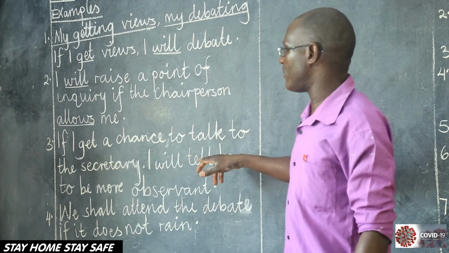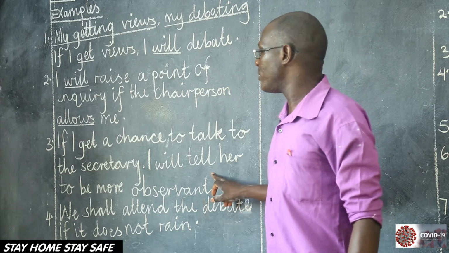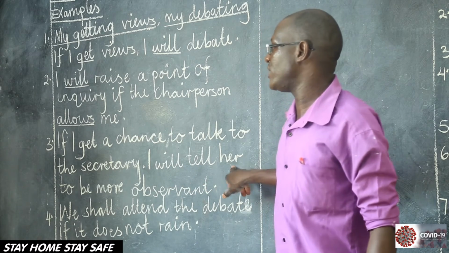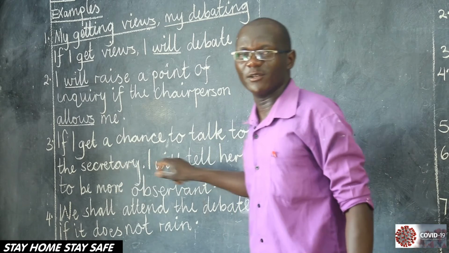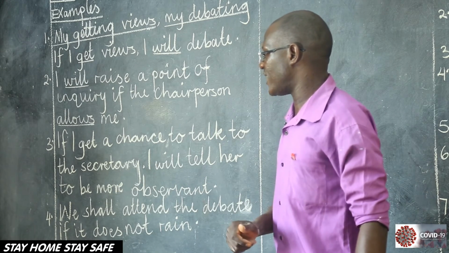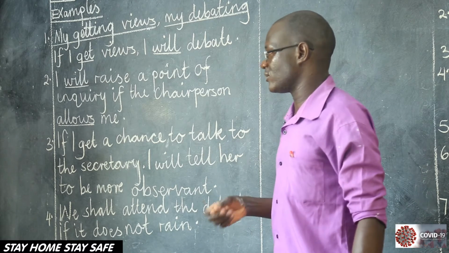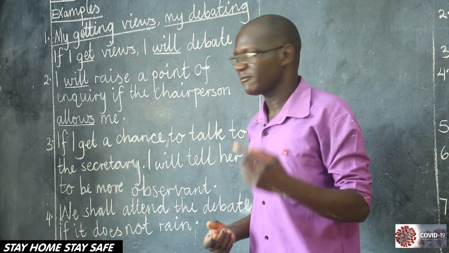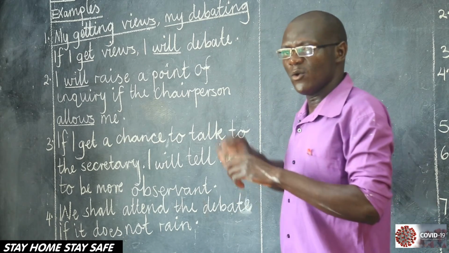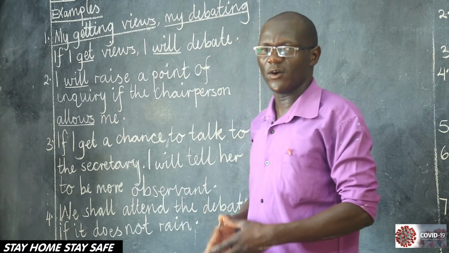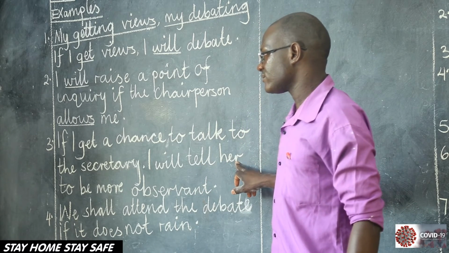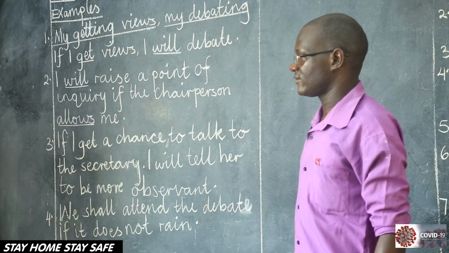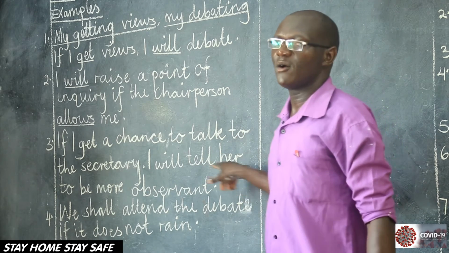If I want to begin with the main clause in example number three, I will begin with, I will tell her, and this her will be the secretary this time. I will tell the secretary to be more observant if I get a chance to talk to her. Can we look through it and reverse it? I will tell her, who? This her is the secretary. Therefore, I will tell the secretary to be more observant if I get a chance to talk to her. There is no need of using a comma when you begin with the main clause.